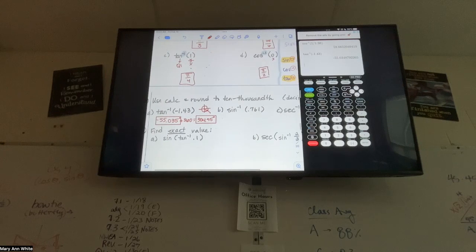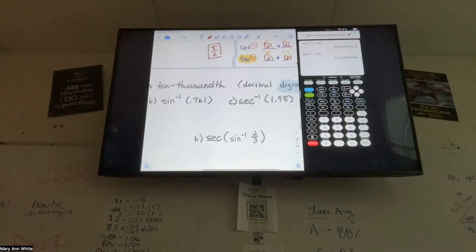All right, we can do sine and secant though. So sine, we're gonna just press second sine 0.761. Perfect, I get 49.55 degrees. Or 10,000 place, sorry, I'm rounding right. 5524.